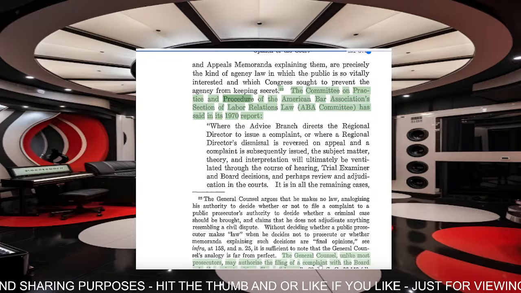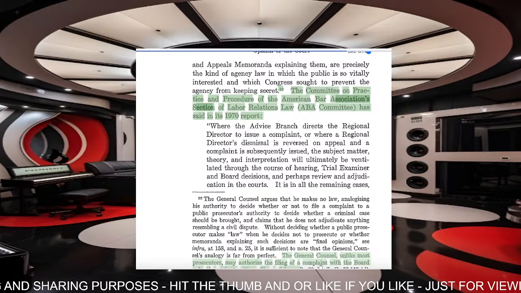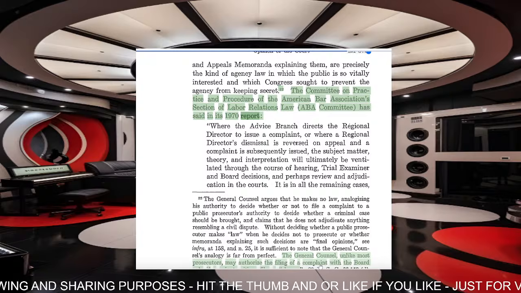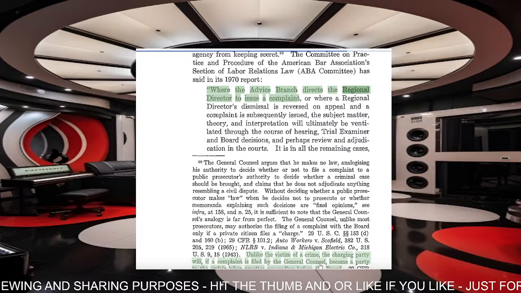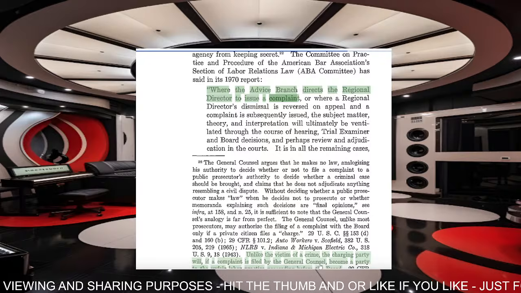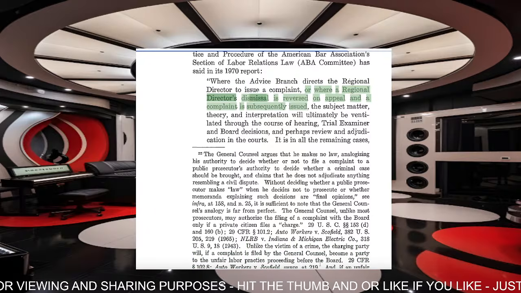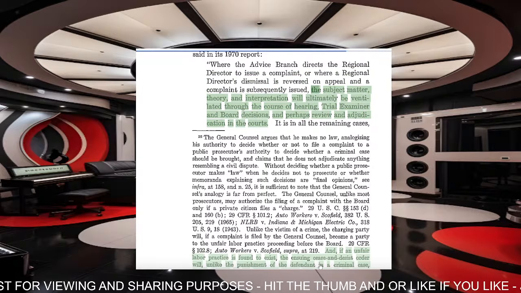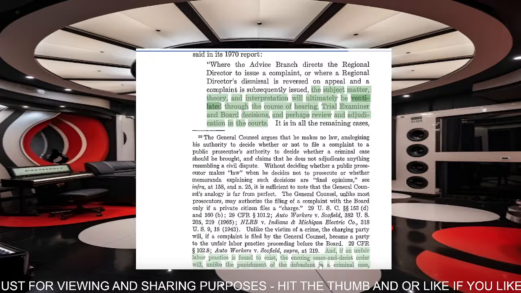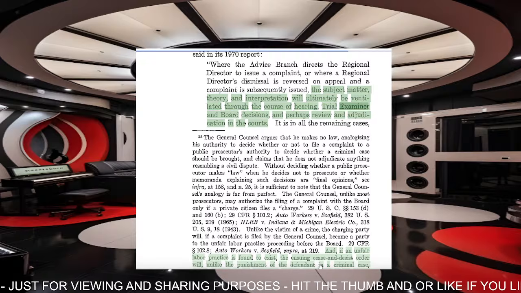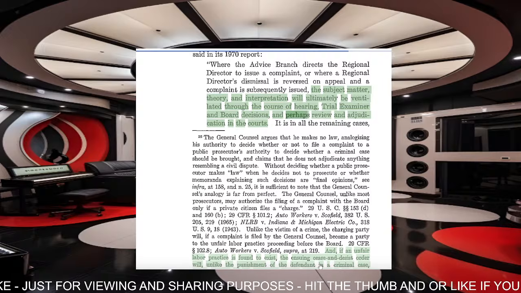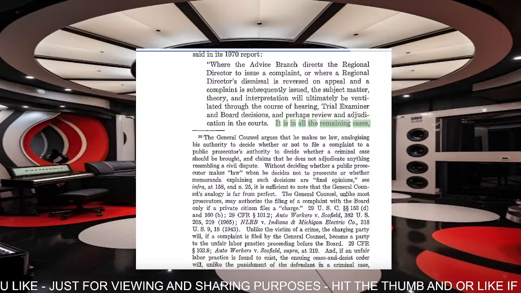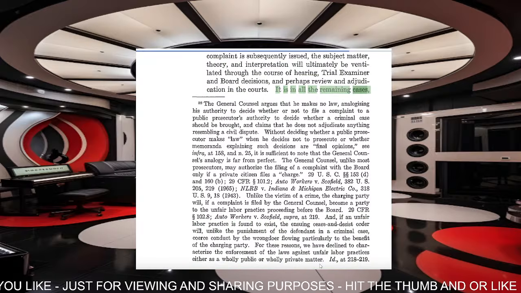22. The Committee on Practice and Procedure of the American Bar Association's section of Labor Relations Law has said in its 1970 report, where the advice branch directs the regional director to issue a complaint, or where a regional director's dismissal is reversed on appeal, and a complaint is subsequently issued, the subject matter, theory, and interpretation will ultimately be ventilated through the course of hearing, trial examiner and board decisions, and perhaps review and adjudication in the courts. It is in all the remaining cases.